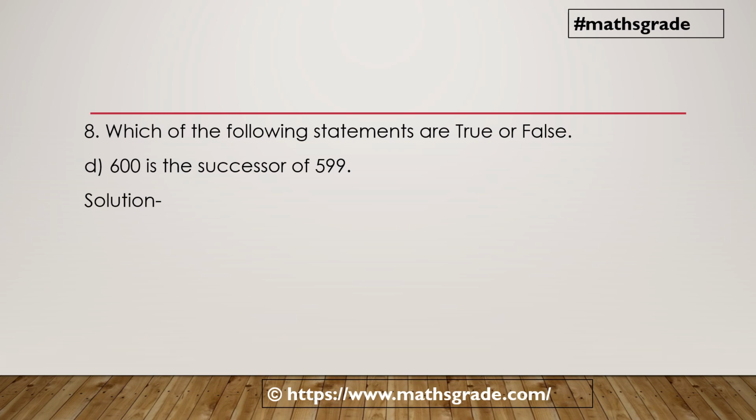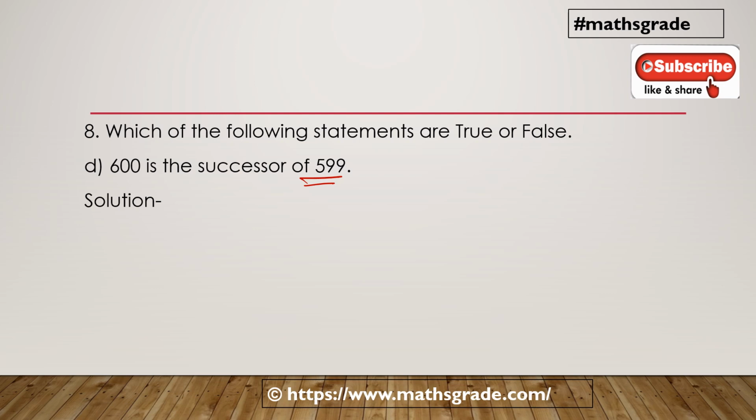Now question number D bit. 600 is the successor of 599. We have to check whether this statement is true or false. Successor is the next number or the following number. When we find out the successor of a given number, then we have to add 1 to that number.